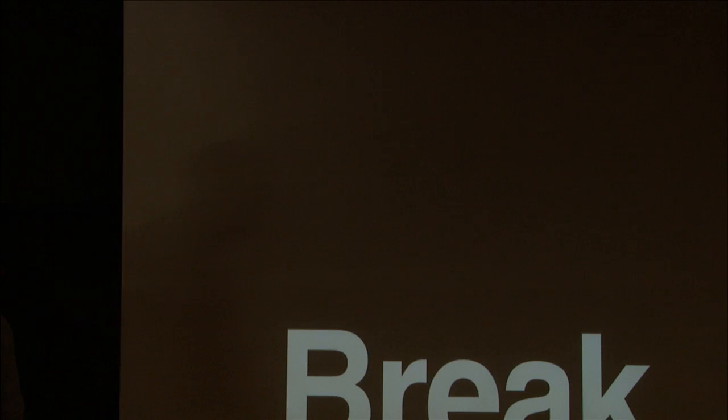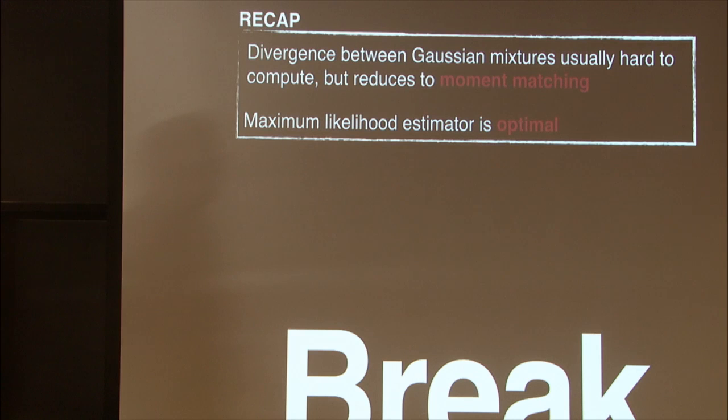All right, so let's just take a quick break and see what we've seen. Right now, we've seen that the divergence between Gaussian mixtures is notoriously hard to compute, but it reduces to moment matching using this very specific expansion, and that's a trick that was introduced by Lepski, Nemirovski, and Spokoiny. And here the maximum likelihood estimator is optimal, and we've also derived what the rates of this maximum likelihood estimator were. And now what are the following questions?